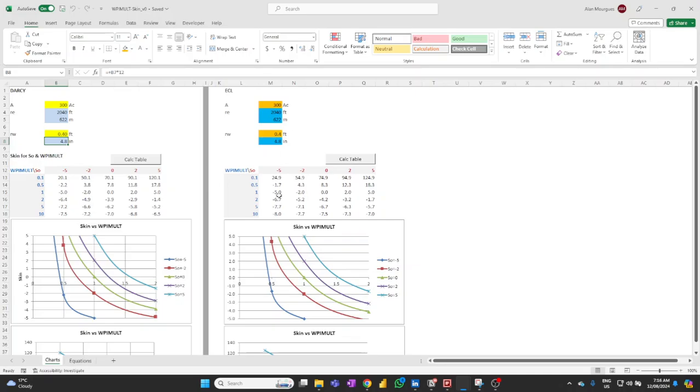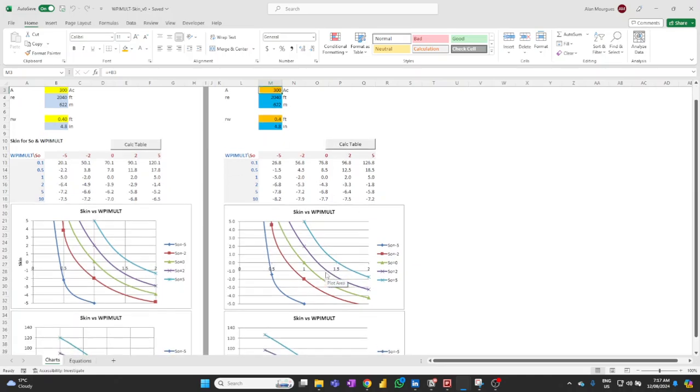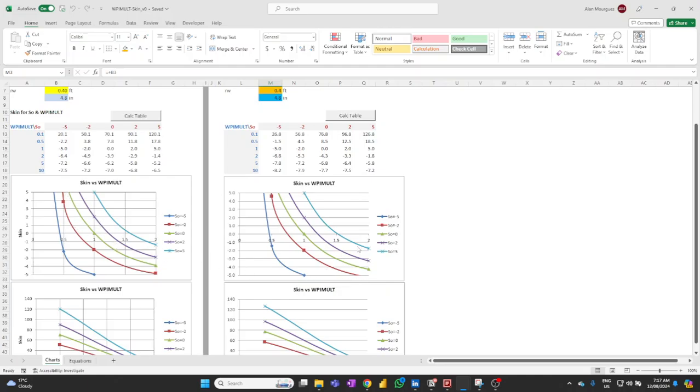Likewise, on the right hand side, I have exactly the same, but now using the Eclipse definition, not the Darcy definition. Now you can obviously use the same values. Actually, I have them in orange as a reference of the yellow cell, so I'm using the exact same values, but if you recalculate that table, the chart updates accordingly, and now these are the curves that give you the final skin value for a range of skins and a range of WPIMULT.